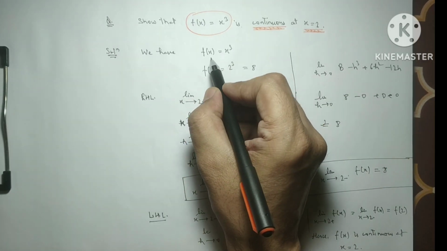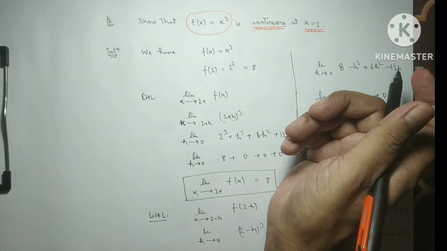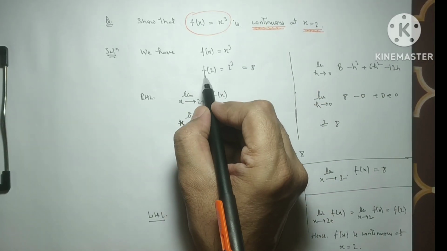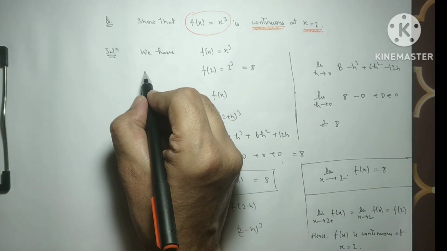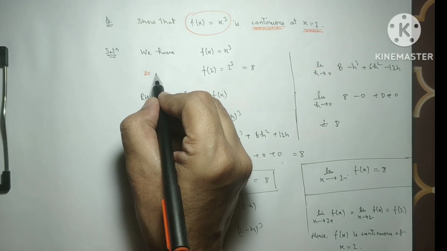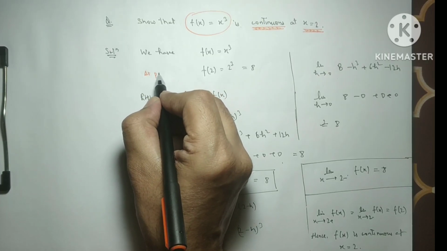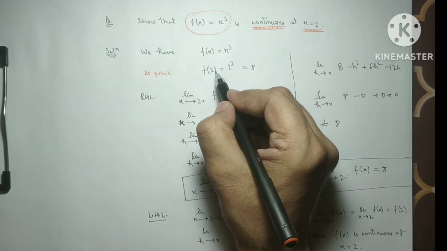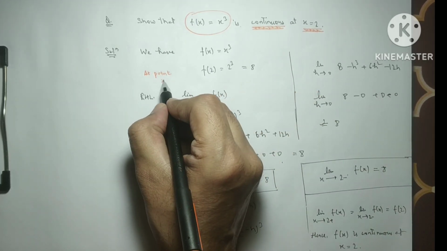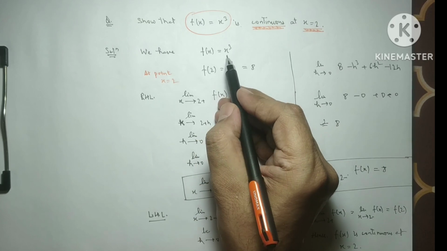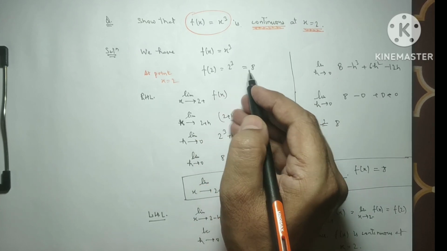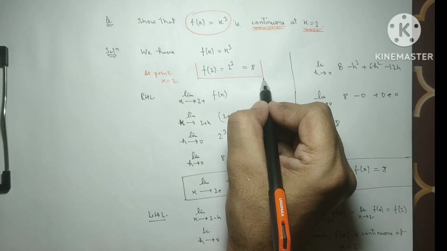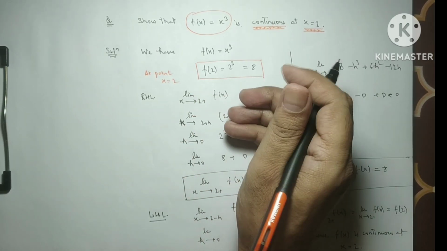So right now we have the function f(x) equals x cube. Easy. So first we will collect the value at the point. So the value at the point x equals 2, so we will place x equals 2 in this function. So this is 2 cube, we get 8. This is our first value, the value at the point.